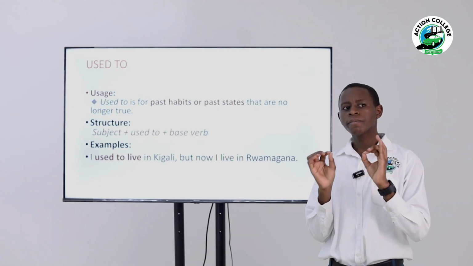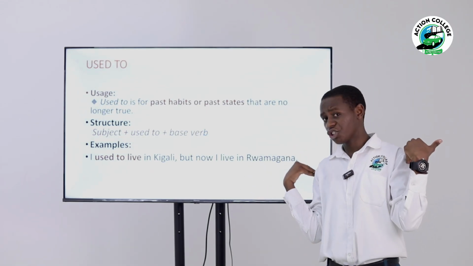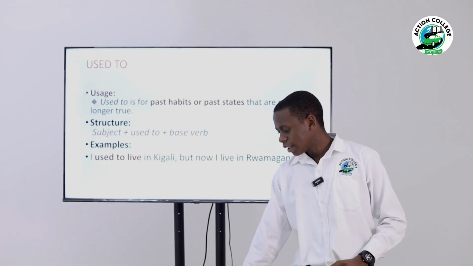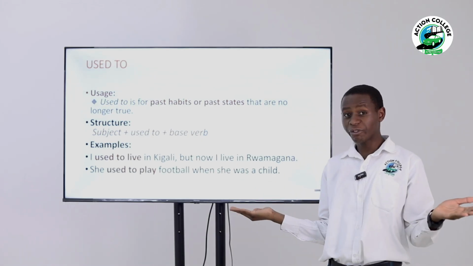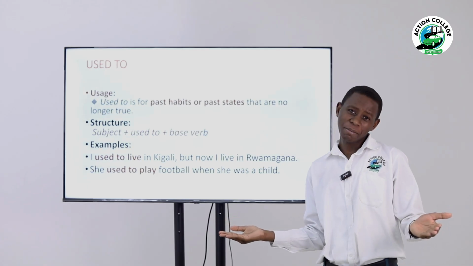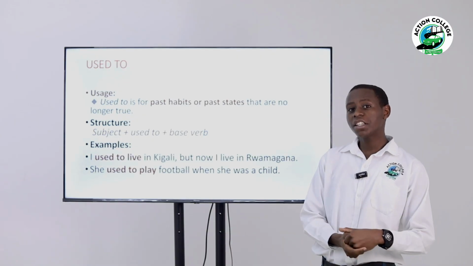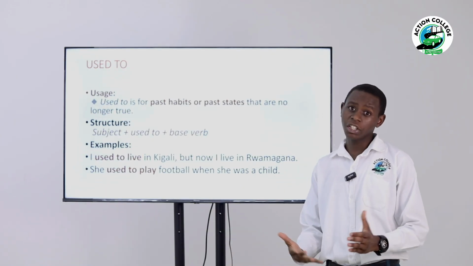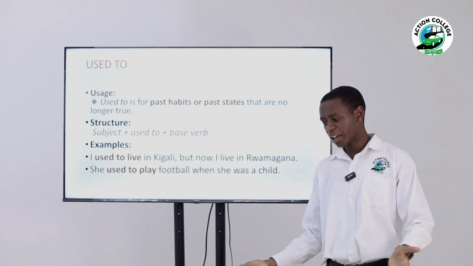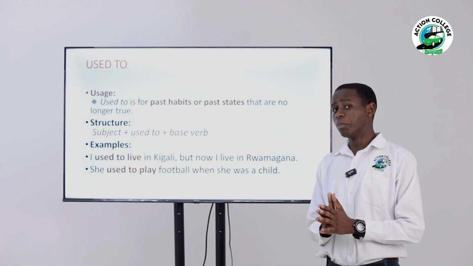So when you are using this way of showing your past state, but it's no longer true, you can use used to. The second example, you can say she used to play football when she was a child. You know, many people have many habits. Maybe it's the habit of going to church, but now they don't go there. Maybe the habit of praying like a child, but now they don't do it again. Maybe it's like going somewhere, but they don't go there. So maybe I can say, I used to, you can complete now.